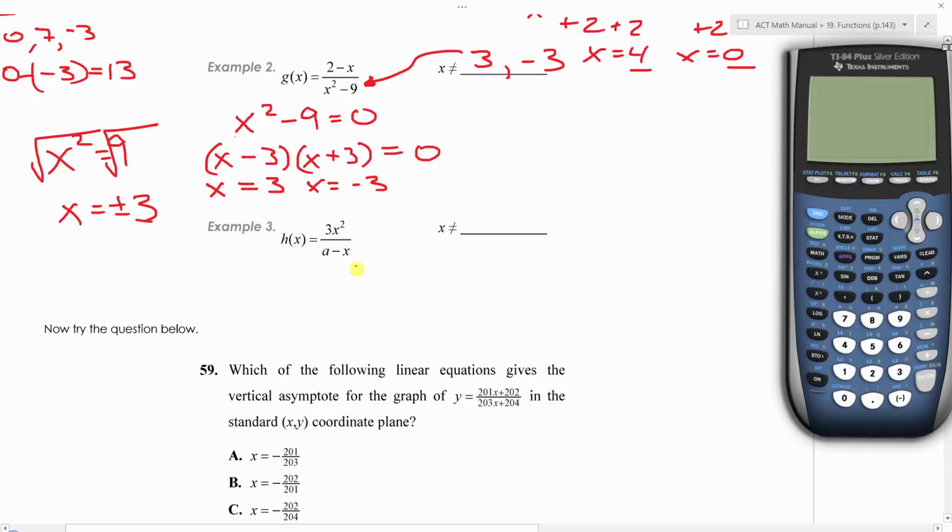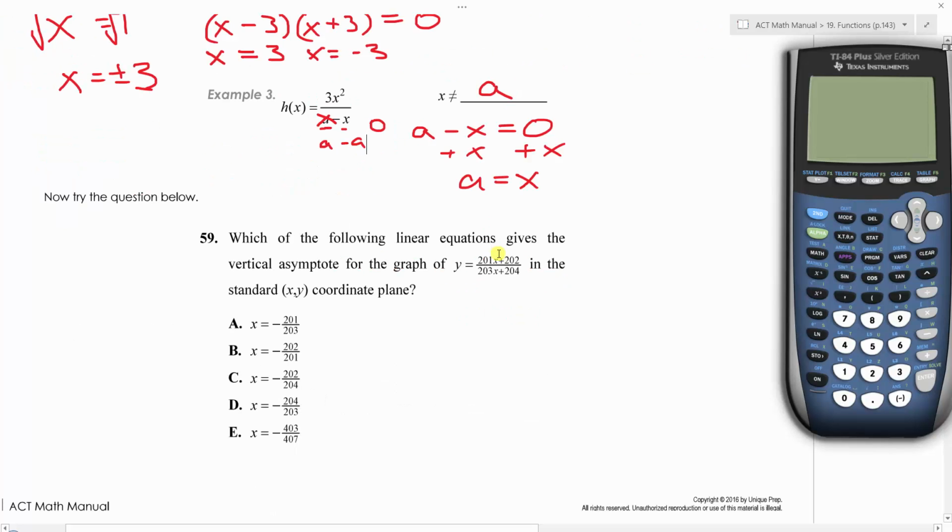Now, example 3. Just because this has another variable in it rather than a number doesn't mean we do this any different way. We just say a minus x equals 0. We solve for x by adding an x to each side. So we get a equals x, or x equals a, which means x cannot equal a. We can see very clearly that if x did equal a, we would have x minus x or a minus a in the denominator, both of which obviously would give us 0. So x cannot equal a, and it would have to be excluded from the domain.